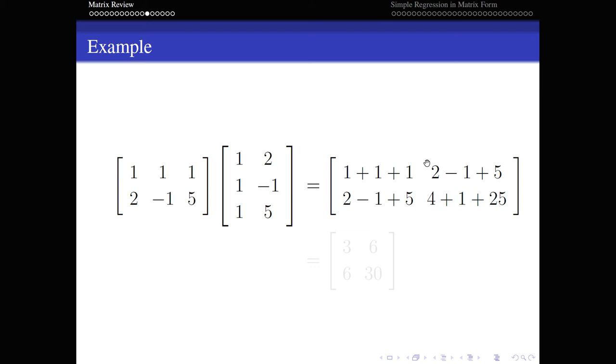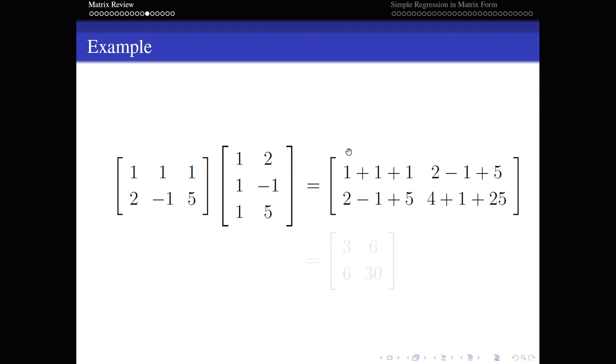So to get the first row, second column of the final matrix, I take the row from the first matrix and the column from the second matrix, and I multiply them together. 1 times 2 plus 1 times negative 1 plus 1 times 5, which is 2 minus 1 plus 5, and that's my final entry in the first row, second column.